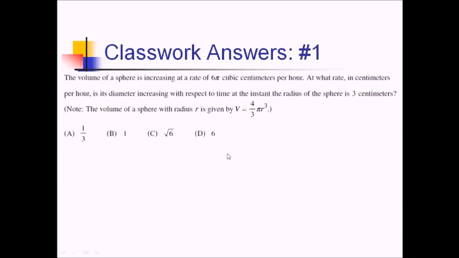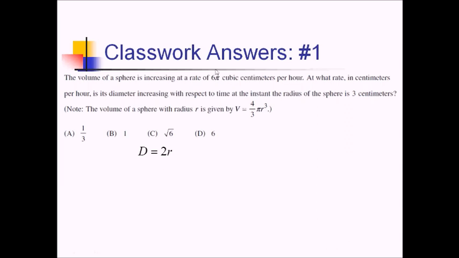So ultimately, we have to keep the goal in mind here. We want to know the rate of change of the diameter at the instant the radius is 3 centimeters. So let's write a formula for diameter. All that we know about diameter is that it's going to be 2 times the radius. So let's implicitly differentiate that.